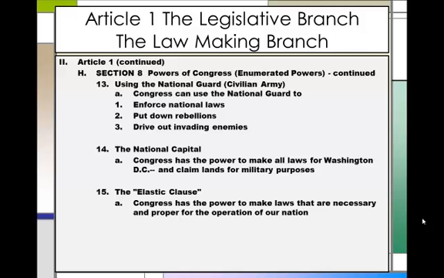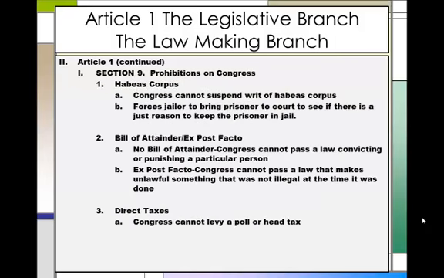And one very controversial part is the Elastic Clause. It's a clause that says that Congress has the power to make laws that are necessary and proper for the operation of our nation. It's called the Elastic Clause because it allows Congress to stretch or expand their powers. Now, there are also specific prohibitions on Congress, things that it cannot do. Congress cannot suspend a writ of habeas corpus. Jailers that bring prisoners to jail have to have a reason to keep that prisoner in jail. They can't just keep them there to see if there's a reason. They have to have a reason before they bring them in.